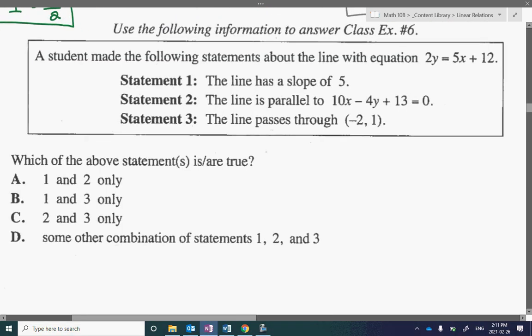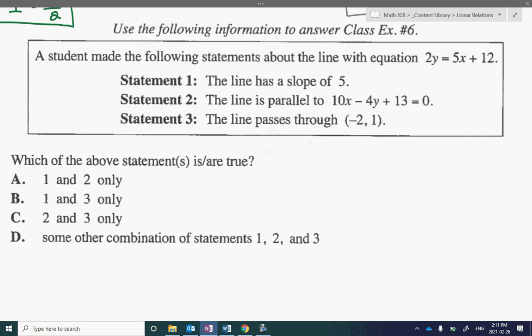Okay, this last question. Questions like this are really good and come up often on the diploma exam. I know that's 2 years away, but we try to sprinkle them in throughout our math courses to help you prepare for them. So a student made the following statements about a line with this equation. It has a slope of 5. It's parallel to this other line. The line passes through -2 and 1.